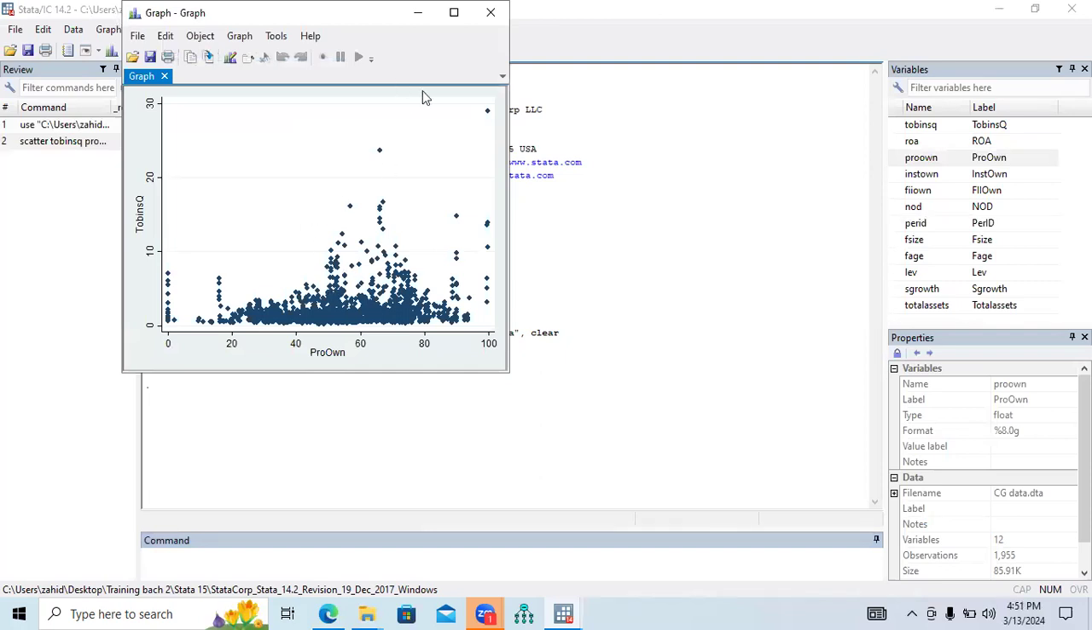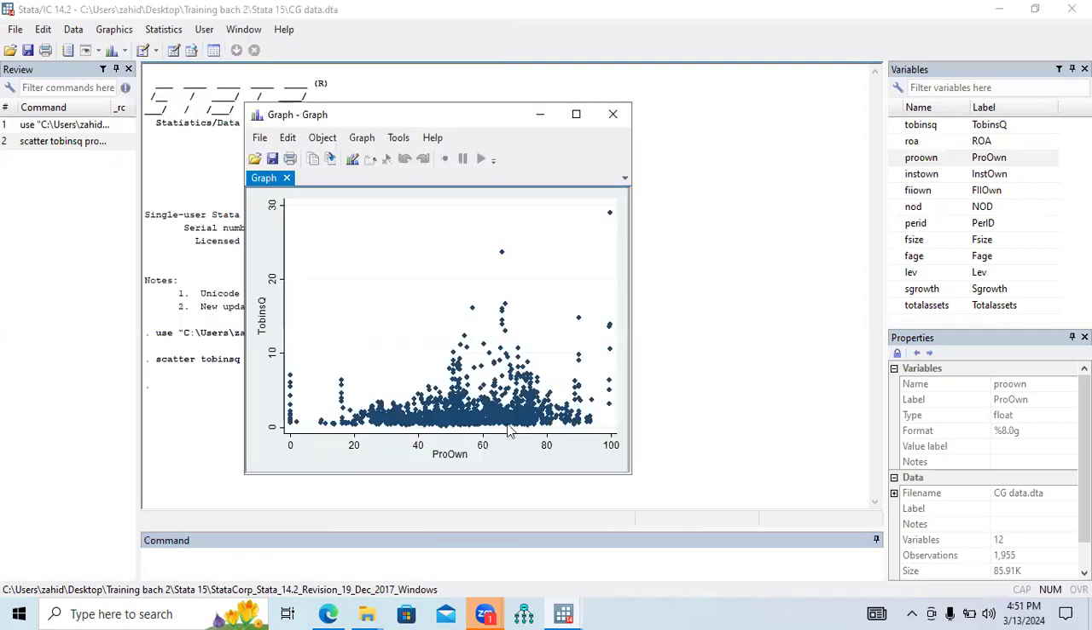You can see here the scatter diagram. It is not showing any direction here. It is something like positive, but it is scattered. We cannot confirm whether it is a linear relationship or not. So how can we confirm whether it is a linear relationship or not?